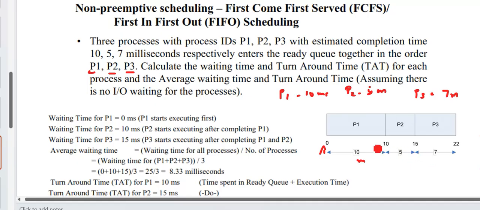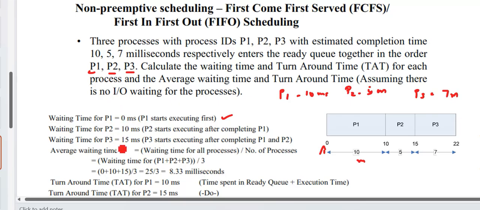So you have to find out the waiting time. Even though they come in the order P1, P2, P3, P1 is first, so the waiting time for P1 is 0, because it came first. First come first serve. P1 has no need to wait for any milliseconds. Immediately, without waiting, resources will be given, so P1 will execute.